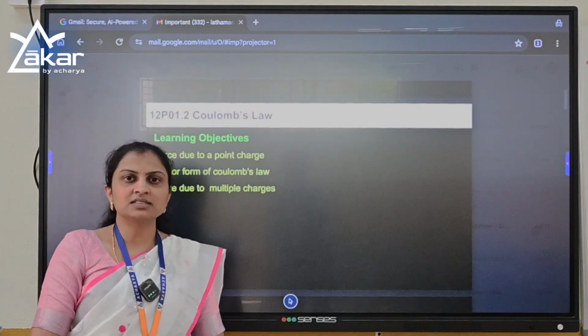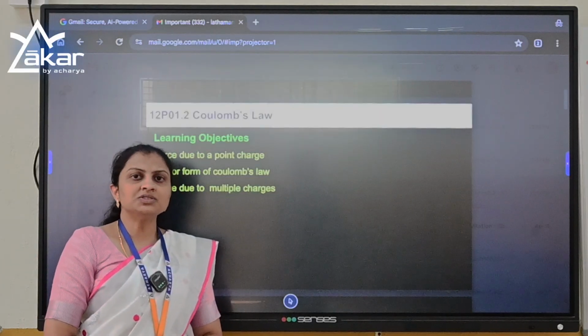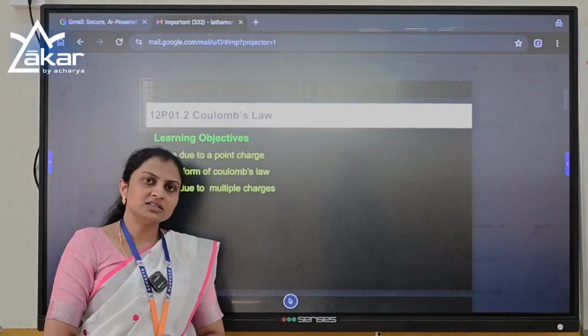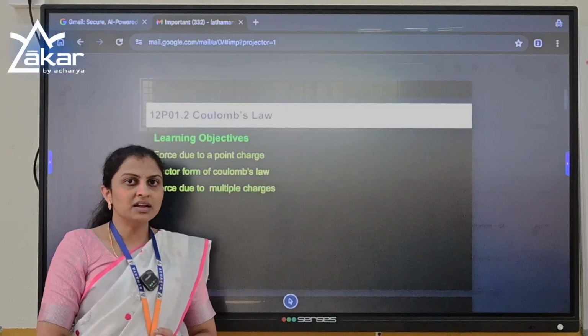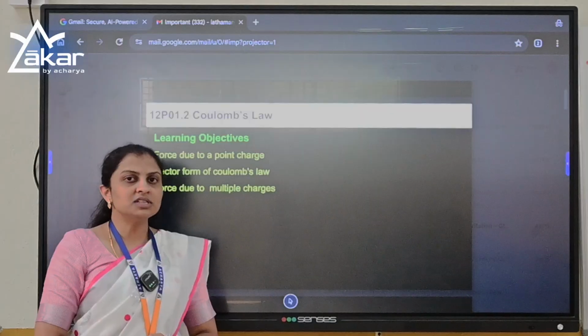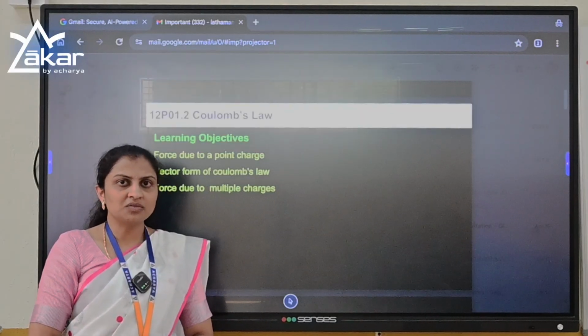The next topic is Coulomb's law. So what is the statement of Coulomb's law? The electrostatic force of attraction or repulsion between two stationary point charges is directly proportional to the product of the magnitudes of the two charges and inversely proportional to the square of the distance between them. So this is the statement of Coulomb's law.